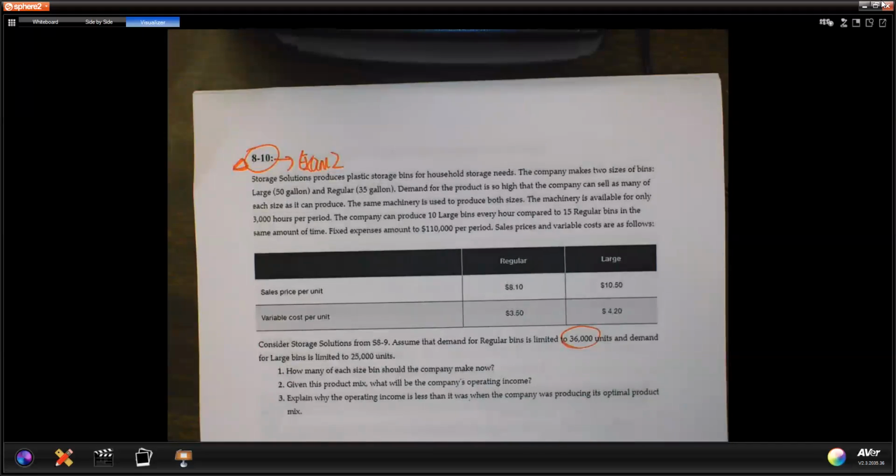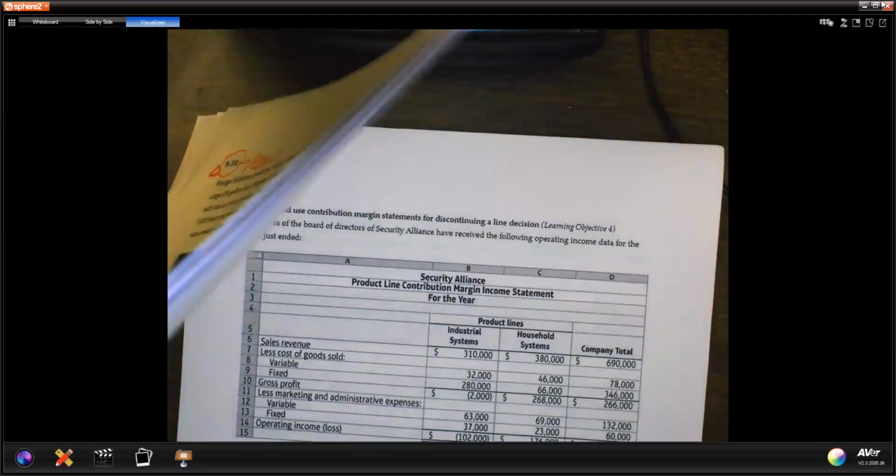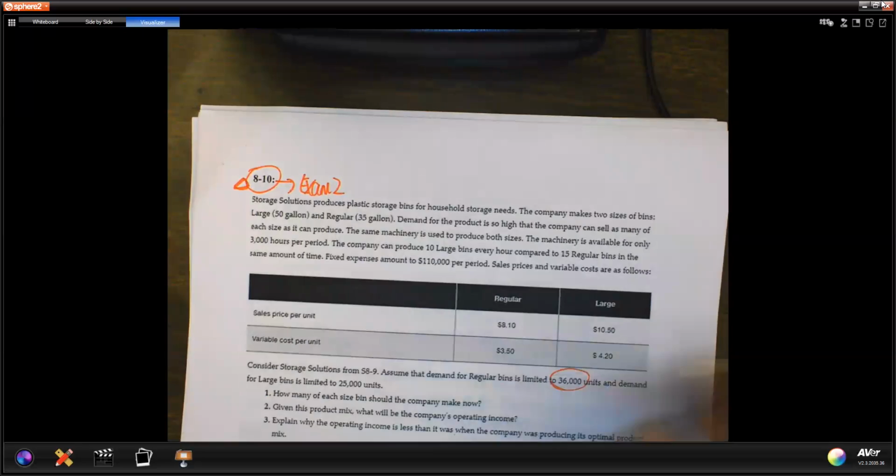Okay, so I work on this one with you, and then let's see how many do we have. Okay, so sorry about that. Just to look around.